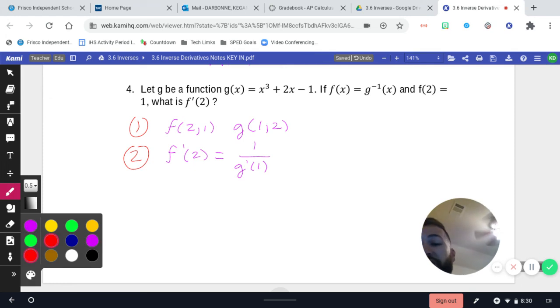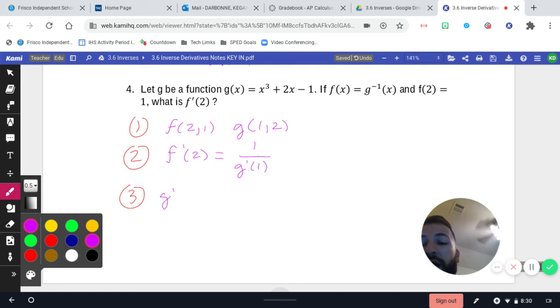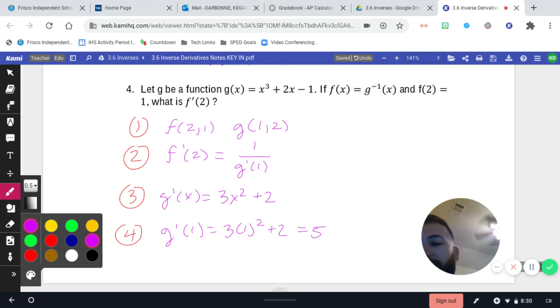Step 3, I want to actually find g prime. So, getting ahead of myself. So g prime of x is equal to 3x squared plus 2. Step 4, I'm going to plug in 1 because that's what I'm looking for, g prime of 1. So g prime of 1 is equal to 3 times 1 squared plus 2, which is equal to 5.